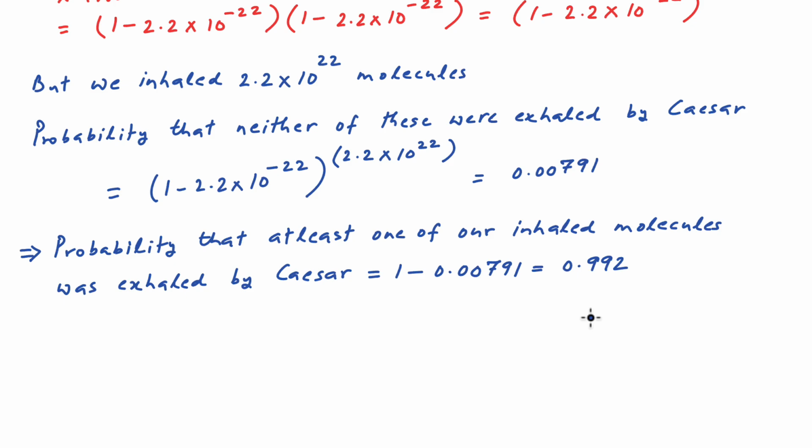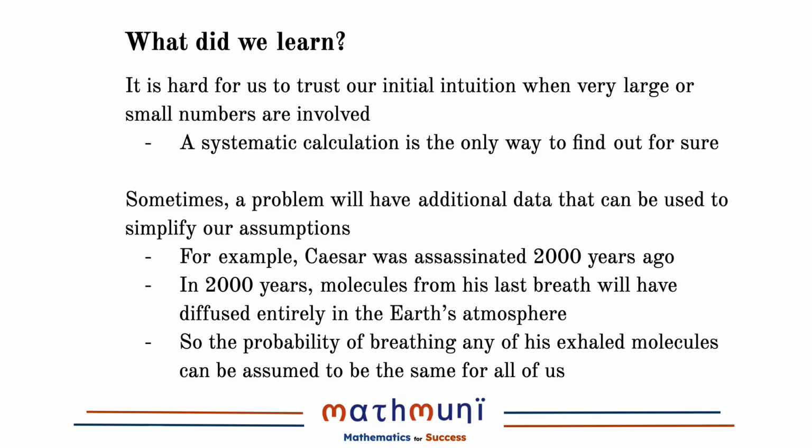The surprising conclusion we have come to is that there is a very high chance of us having just breathed at least one molecule that was exhaled by Caesar in his last breath. So what did we learn from this problem? This problem is a classic example of the working of the multiplication principle in probability. Contrary to our initial intuition, the individual probabilities of a very large number of events can surprisingly stack up, even if those individual probabilities are very, very small.